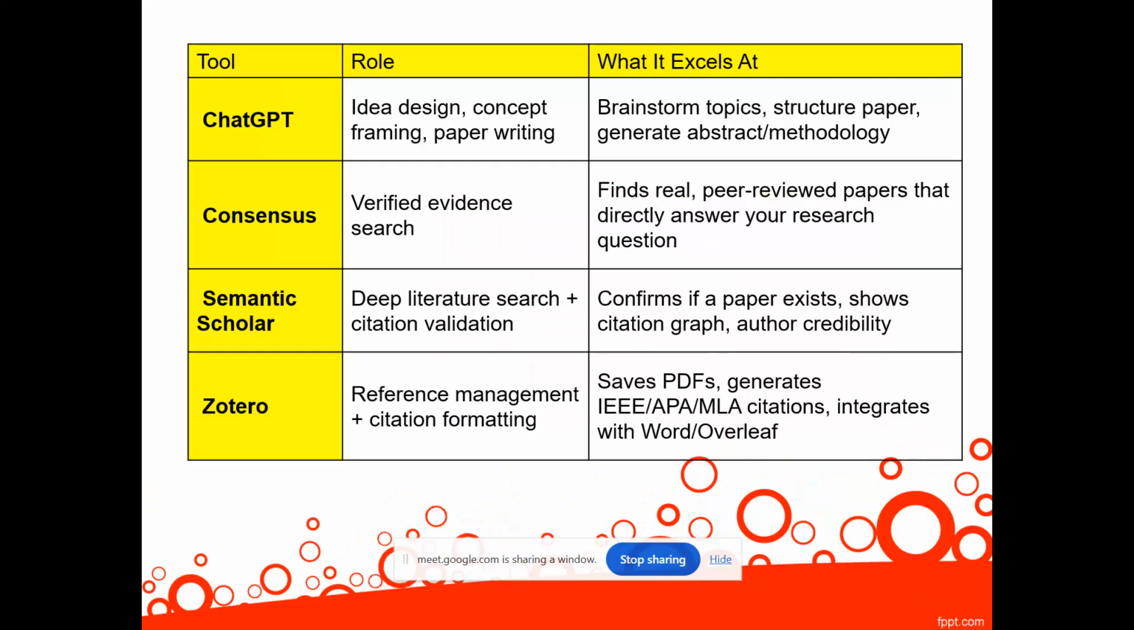So now we have something called Zotero as well. Zotero will help us with reference management and citation formatting. It will save the PDFs and generate IEEE or any other citation formats. It will integrate with Word or Overleaf. Overleaf is for LaTeX, as some of you attended the last event we conducted on LaTeX, where we can use Zotero as an add-on for citation management. So we will see one by one how we can use them.